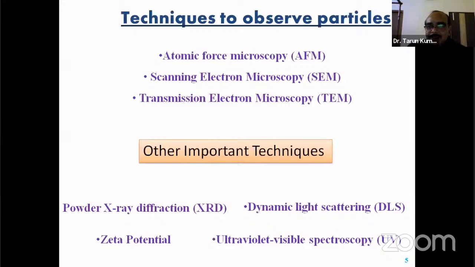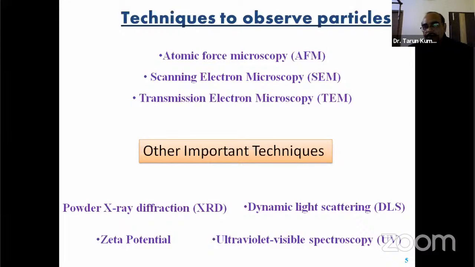So now the question is how we can observe and measure that nanometer range. Different instruments have been developed: atomic force microscopy, scanning electron microscopy, transmission electron microscopy. These are very high resolution microscopes from where you can see the materials you synthesized in the nanometer range. You can observe if it is spherical, or a different shape, if it is cube-like or triangle type. Okay, so that is one.